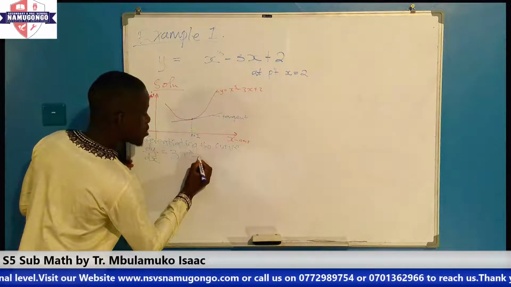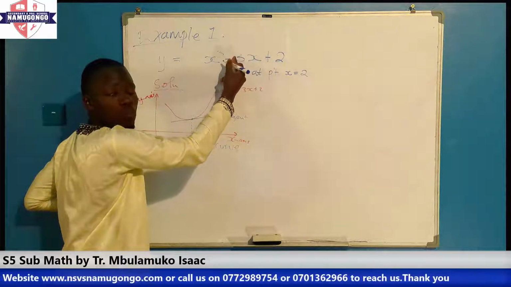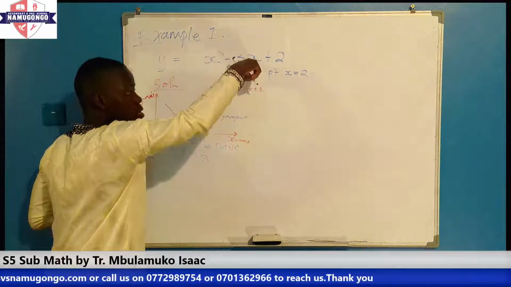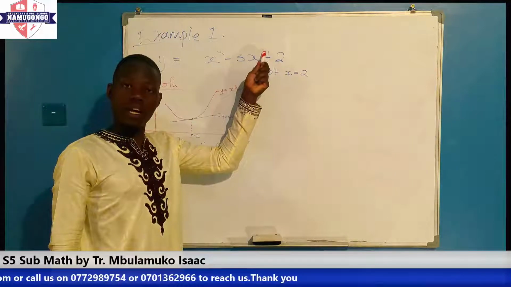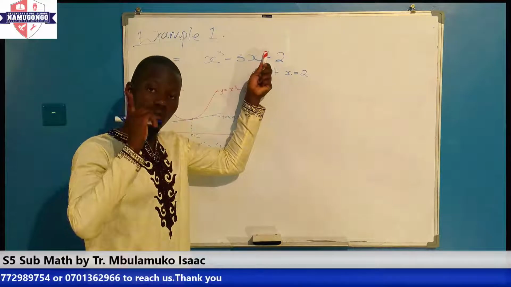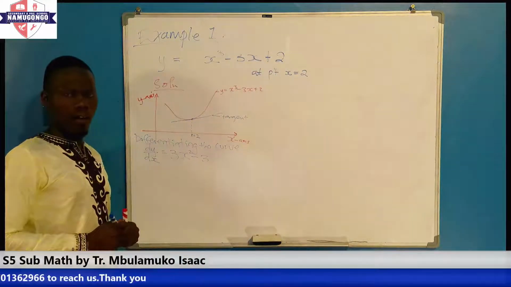Then minus, what is the power here? It is a silent 1. So it will move here and multiply with the 3, and you will end up with 3. Then the x will disappear. Why? Because the power here is a 1. 1 minus 1 is 0. And any number or letter to the power 0 is 1. So this is what we are going to get as our gradient of the curve.